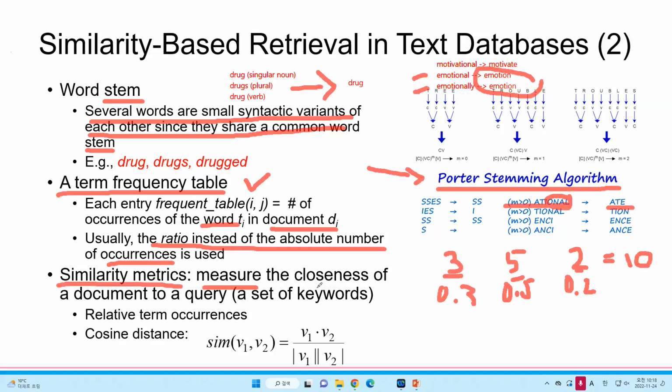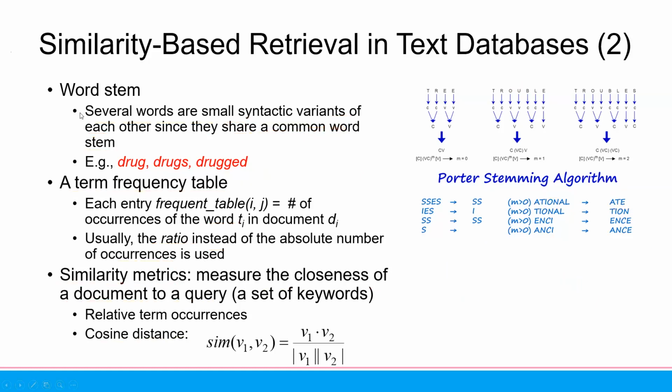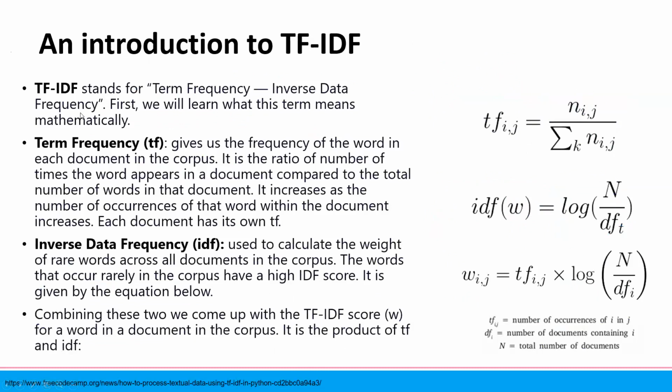The similarity means the measure of the closeness of the document or the query. So if you still remember the cosine distance, it is the distance measure that you learned before the mid exam. One of the common approaches for this is the TF-IDF: term frequency, inverse document frequency.